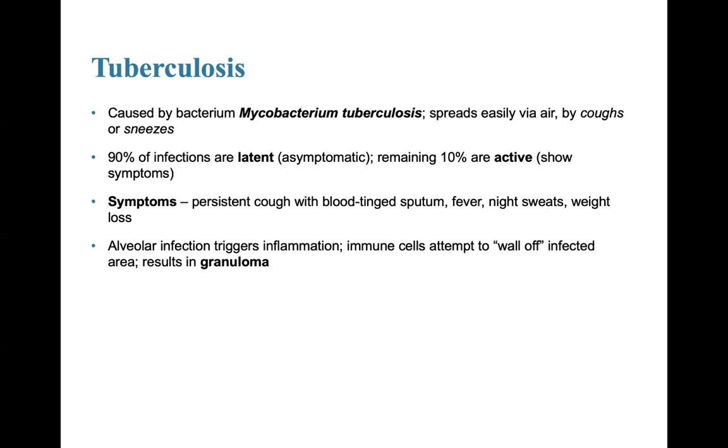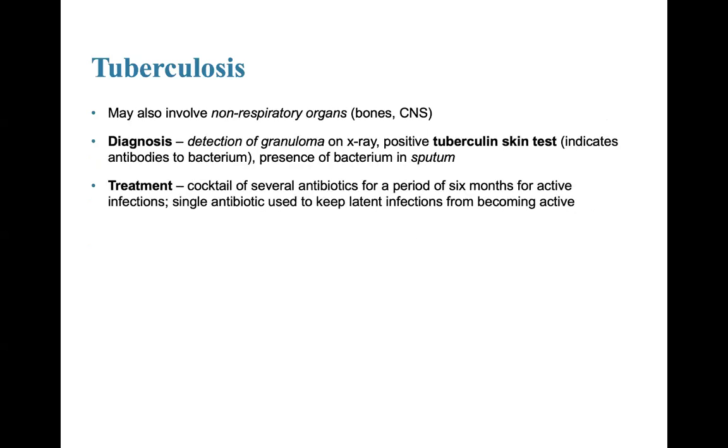It is an alveolar infection that triggers inflammation. Immune cells will attempt to wall off the infected area, resulting in granulomas, which can actually be visible on an X-ray. The diagnosis would be a detection of the granuloma on the X-ray, following usually a positive tuberculin test, which indicates antibodies to the bacterium in the blood, or the presence of the bacterium actually in sputum.